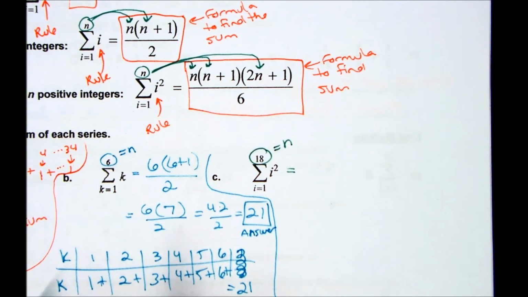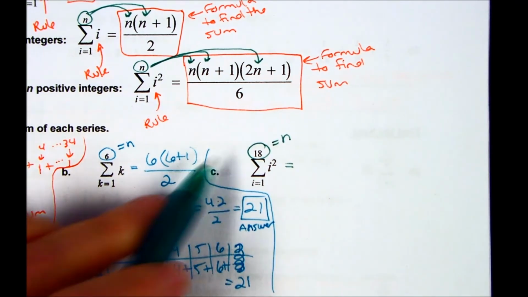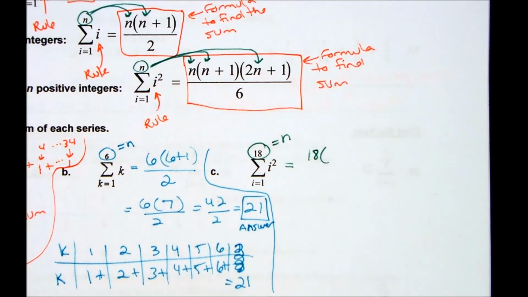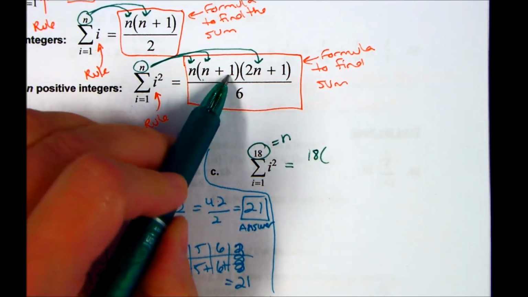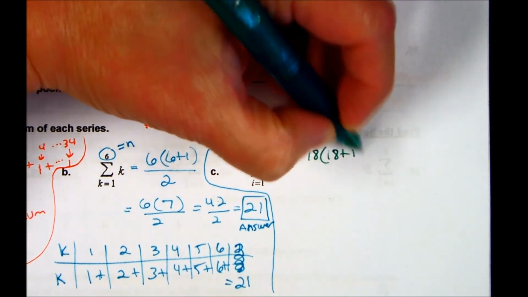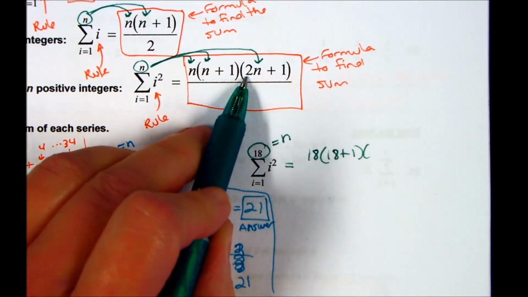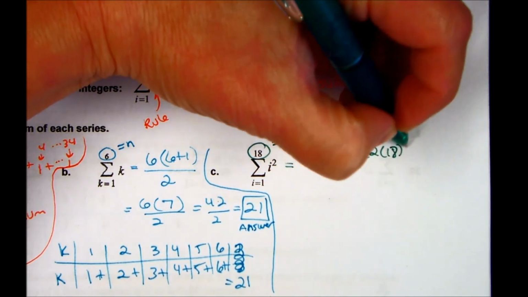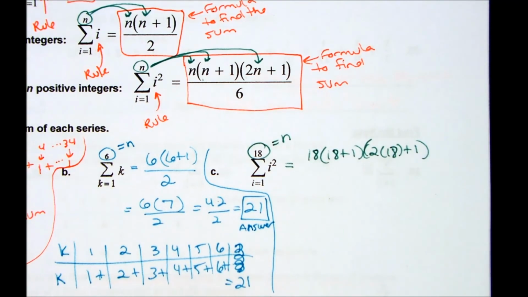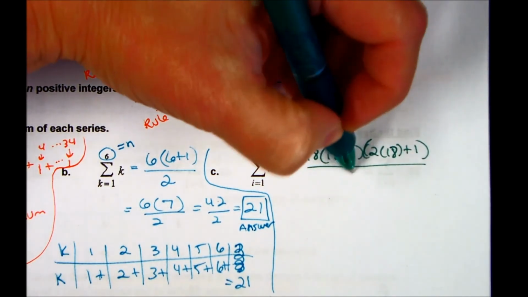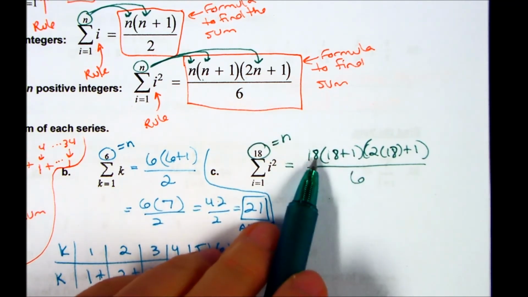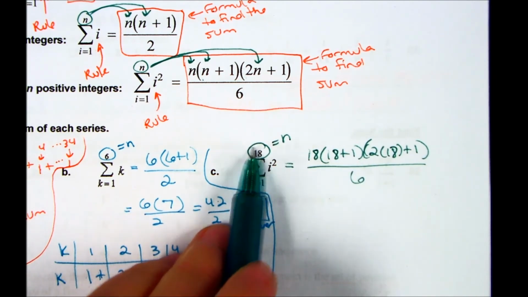All right, so going back to the I squared, our upper limit again is 18. So I'm going to take 18 times 18 plus 1 times 2 times 18 plus 1. And then divide that all by 6. So that's part of the formula. That number at the bottom doesn't change. It's just the n that you're going to replace with whatever your upper limit is.